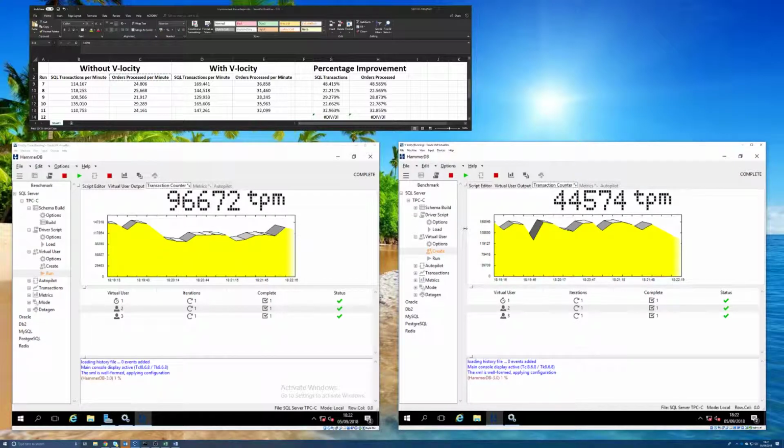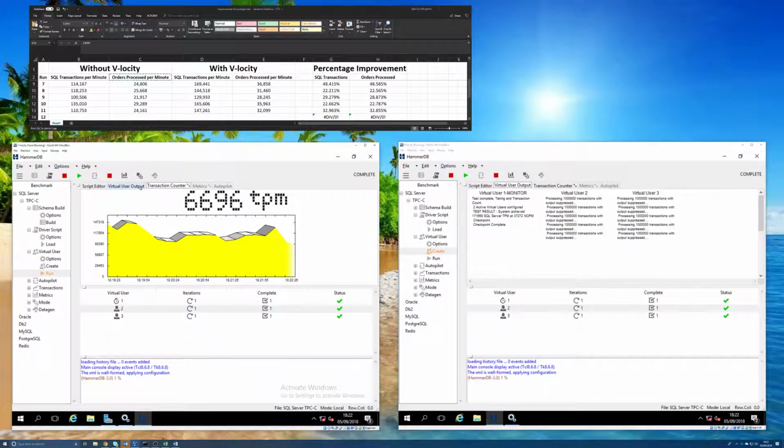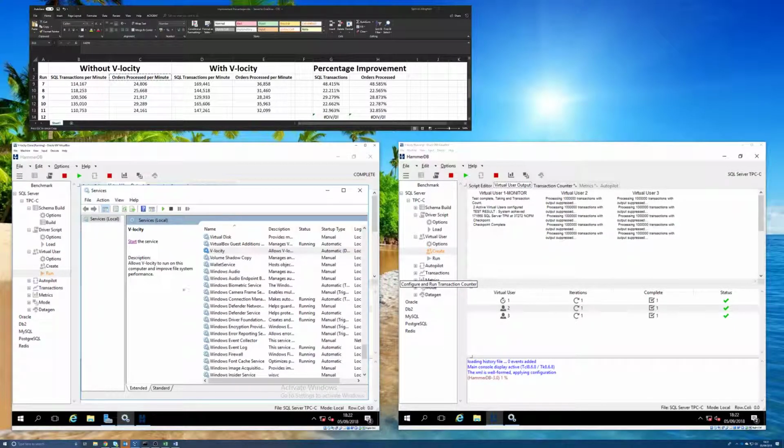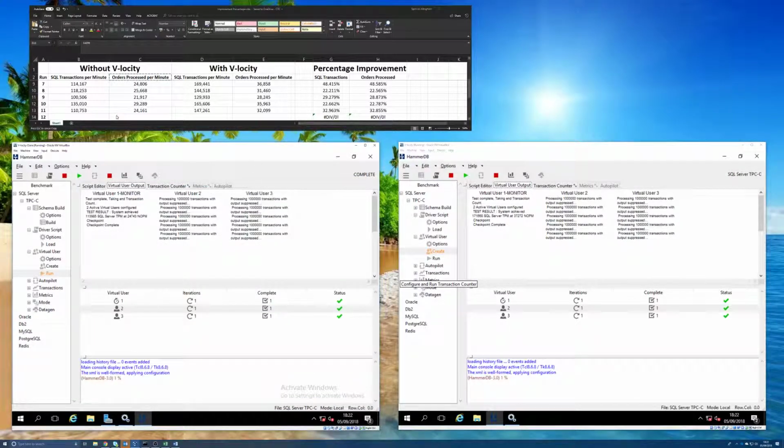Okay, so the second test run is complete. Let's have a look at the data. So this machine on the left was the one where velocity was disabled. You can see the velocity service still stopped. It wouldn't have been able to do anything. So let's type in the data there.